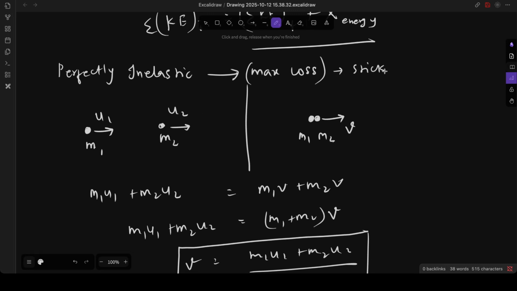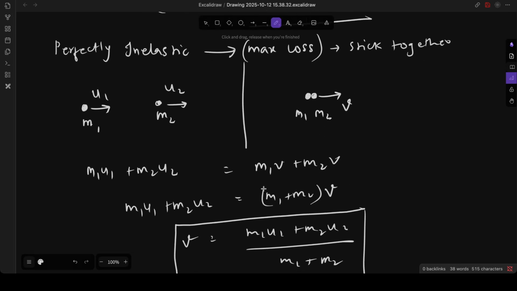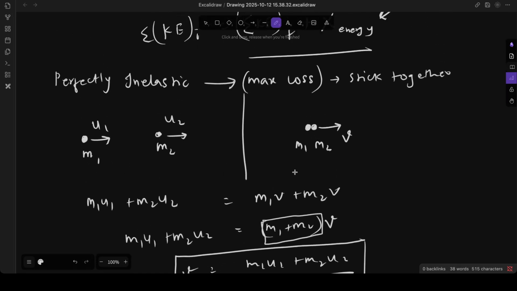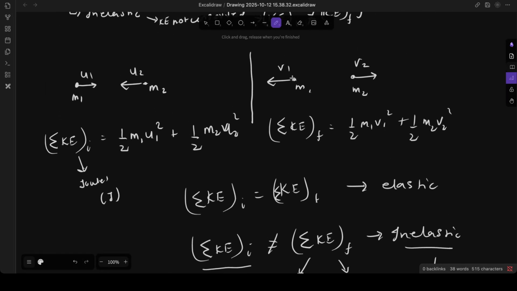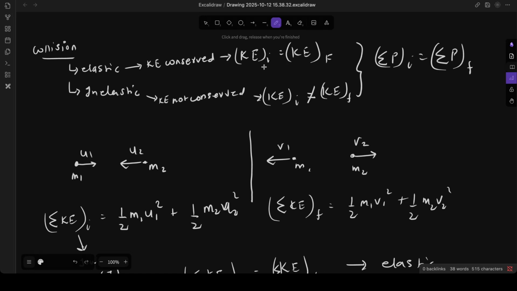Remember that if the bodies are sticking together, you have to consider them as a combined mass. So you just add their masses and treat them as one body, so m1 plus m2, and then you have the velocity v. So this is the case. Remember that in an elastic collision, kinetic energy is conserved, initial is equal to final. In an inelastic collision, kinetic energy initial is not equal to kinetic energy final.